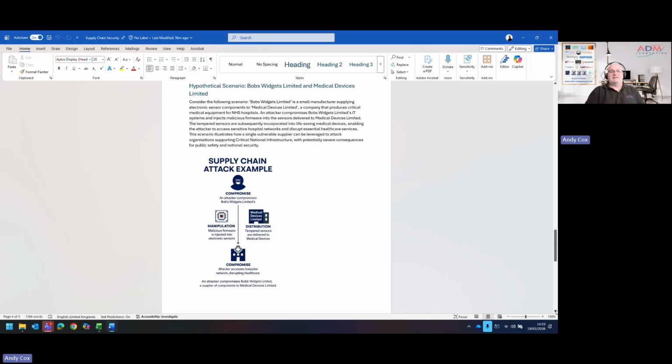Now, in that case, the simplest way to do this would be to find someone disgruntled at Bob's Widgets and just pay them to send over the source code. They edit the source code and send it back. It could be as simple as that. It doesn't have to be a complicated attack.